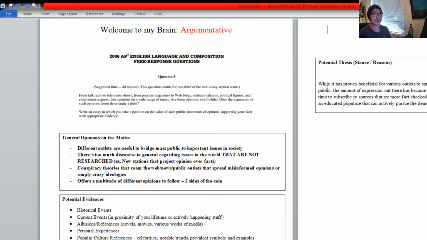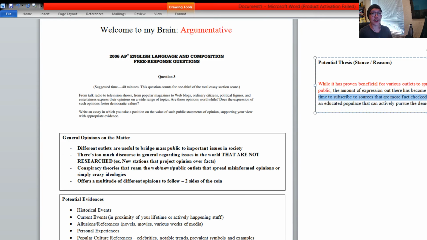For example, in the very first line, in terms of proving beneficial for various outlets to spread, I've got to explain why I think that is beneficial, right? How has it been beneficial? What are some examples of that? I definitely want to talk about the fact that there is an overload for the average American here, so I definitely need to speak on that as well. And I need to talk about what this looks like.